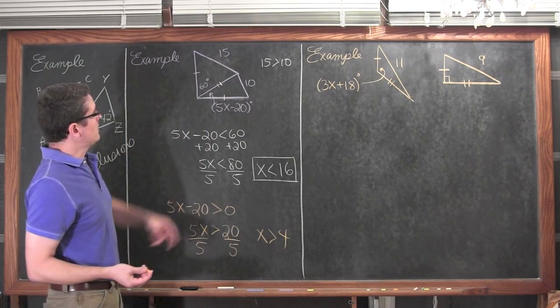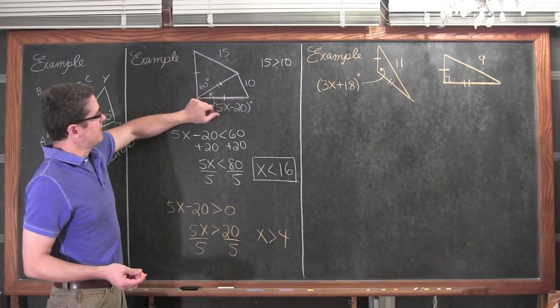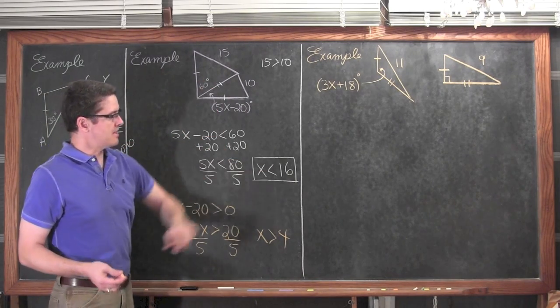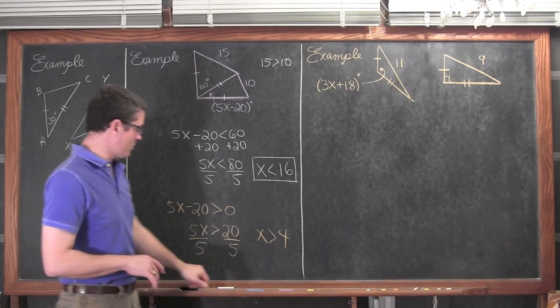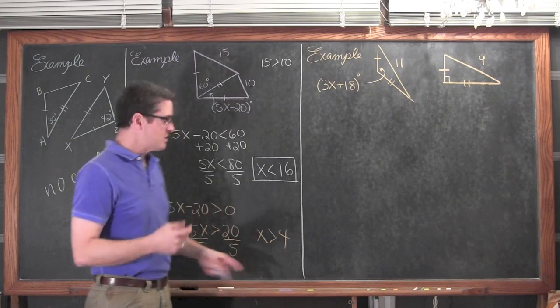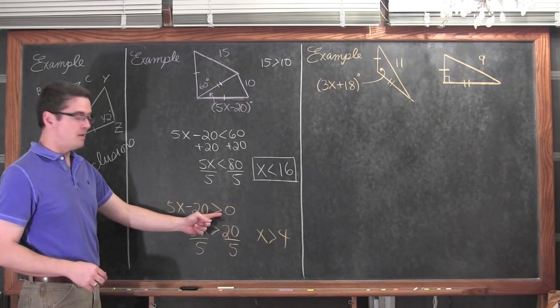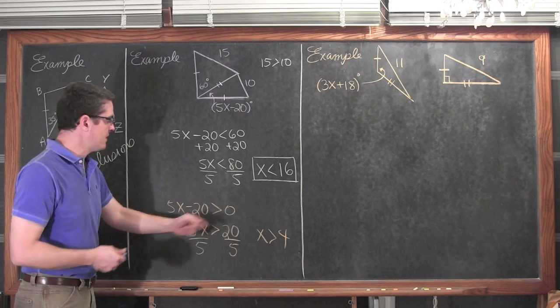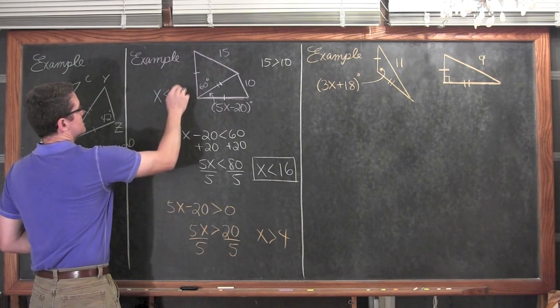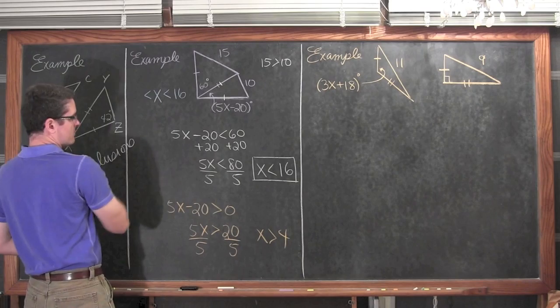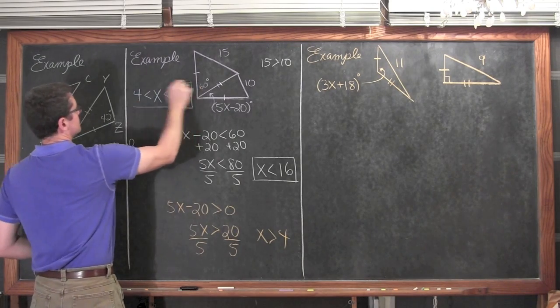So we don't just look at the inequalities here and say, oh yeah, x is less than 16. We have to keep in account, again, that we're actually working with real measurements. Measurements must be maintained to be positive, and so our final answer is x has to be less than 16 and greater than 4.